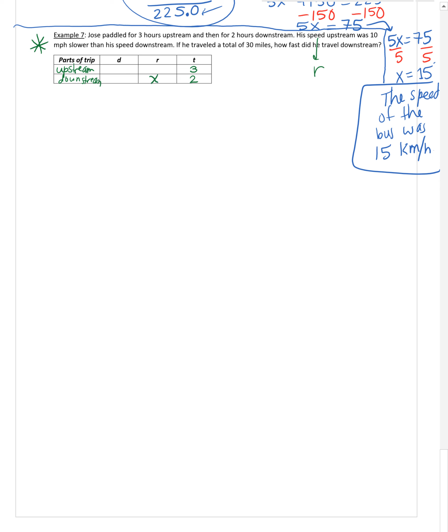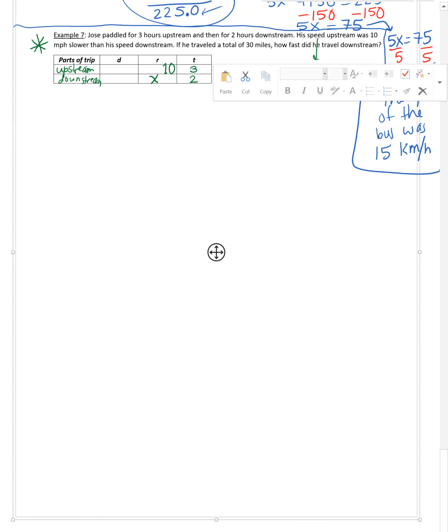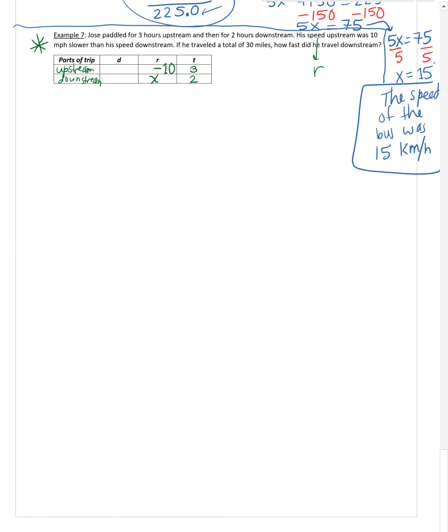Let's say x. So that way his upstream speed was 10 miles an hour slower. Slower I think would be minus, right? Because they're saying 10 miles an hour less than his speed downstream, which we called x. I think that makes sense, right? His speed upstream was 10 miles an hour less than his speed downstream. Yeah, okay. Looks good.